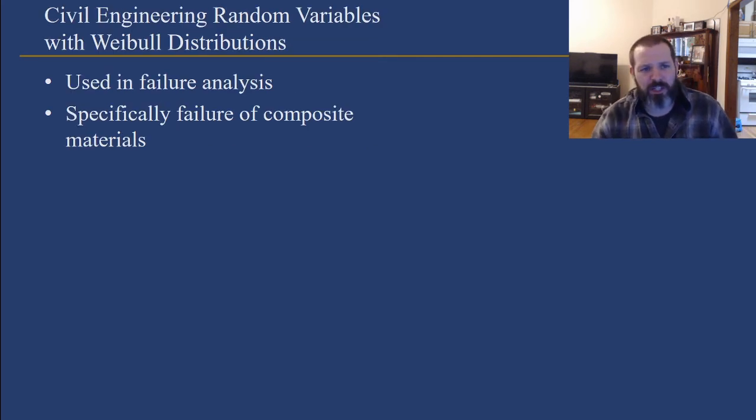It's used in civil engineering and in general in failure analysis, and I have specifically used it for the failure of composite materials. It comes into play when the tail or the diminishing end of the distribution is important. And this comes into play a lot when you're looking at a failure analysis, like when your loads and your resistance overlap and you want to figure out what the failure is where they overlap. You need to pay specific attention to the tails there.